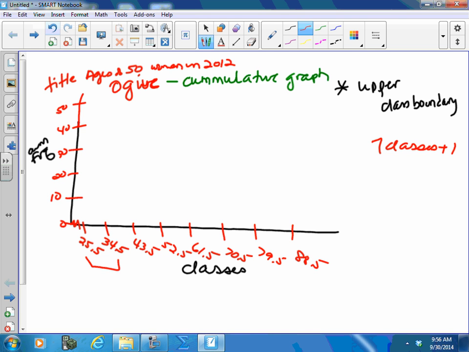Now the concept of accumulating is to watch it go up. If there was nothing in one of the classes, then it will kind of stagnate. It will have a horizontal line. It will show no growth. And then it will keep it going up. It will never go down.